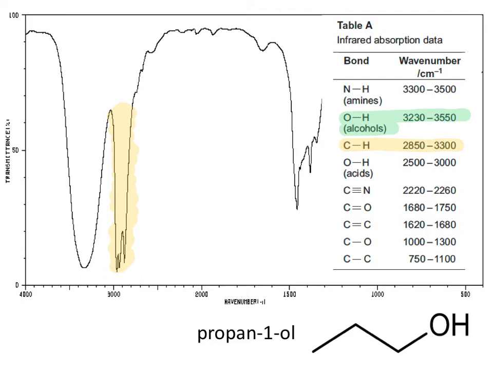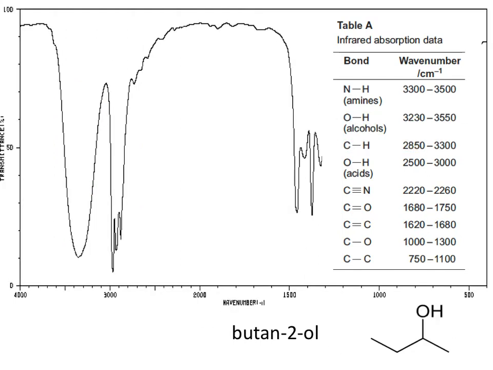So it's in that region 3,230 to 3,550, and it is this large absorption here. So it's very noticeable. Okay, and that is our alcohol absorption. And we've got butan-2-ol, so again it should have an OH group that's from an alcohol. It's in that region 3,230 to 3,550, and there it is. They really stand out. Alcohol absorptions really stand out.